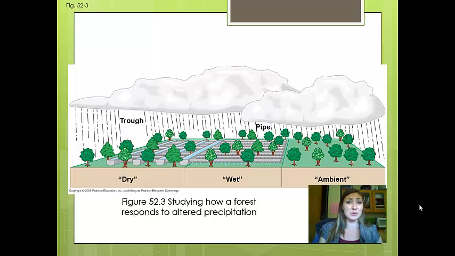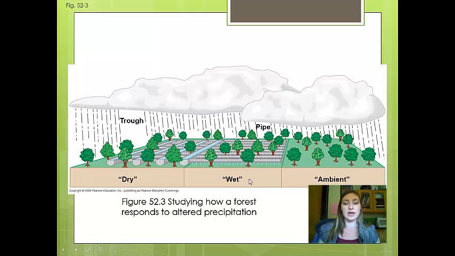This is an example of how ecology is an experimental science. This is how a very large scale experiment would be set up outside. So here we have an ambient forest where it is just subjected to the normal rainfall, the normal conditions that are in this particular forest.